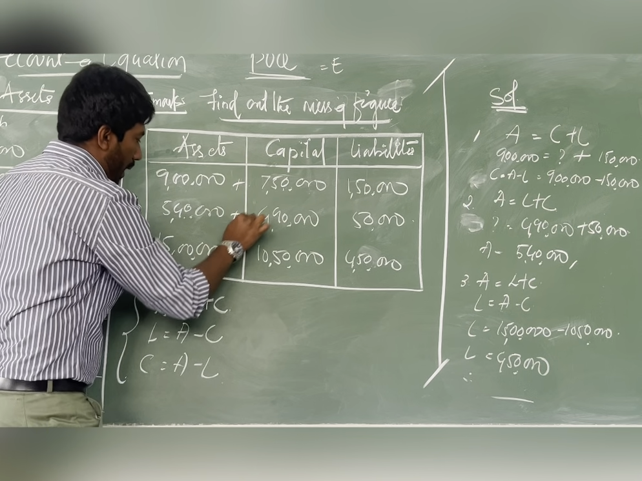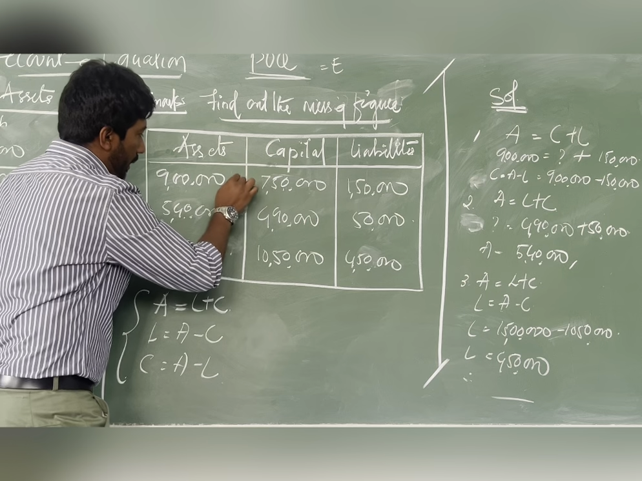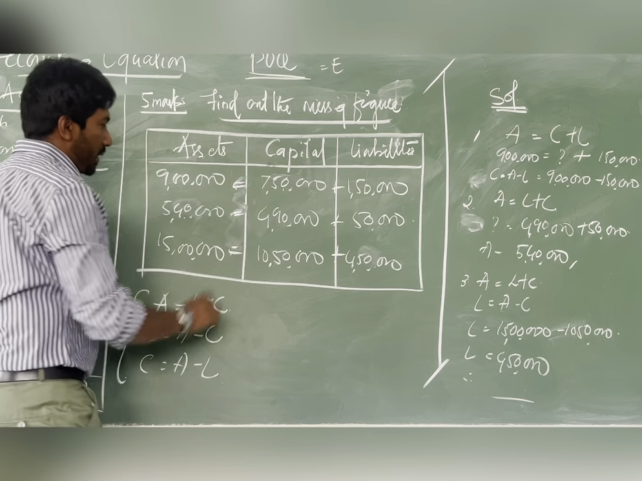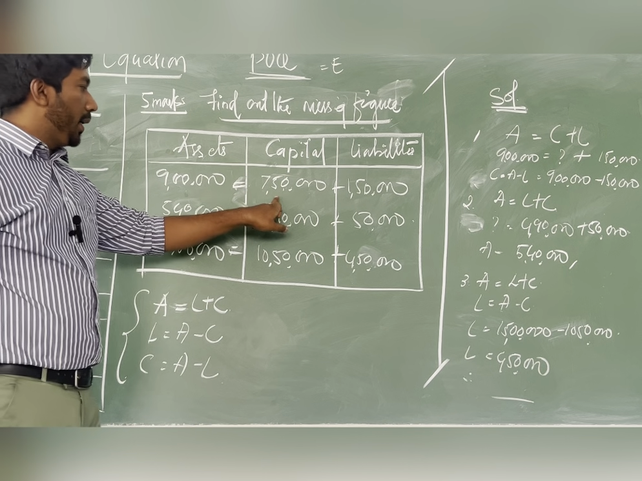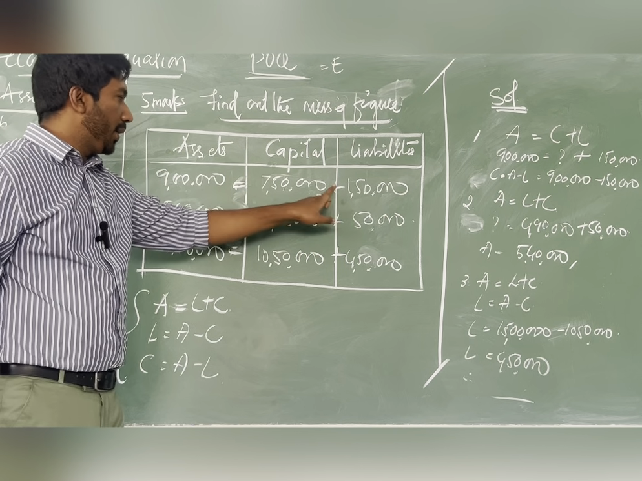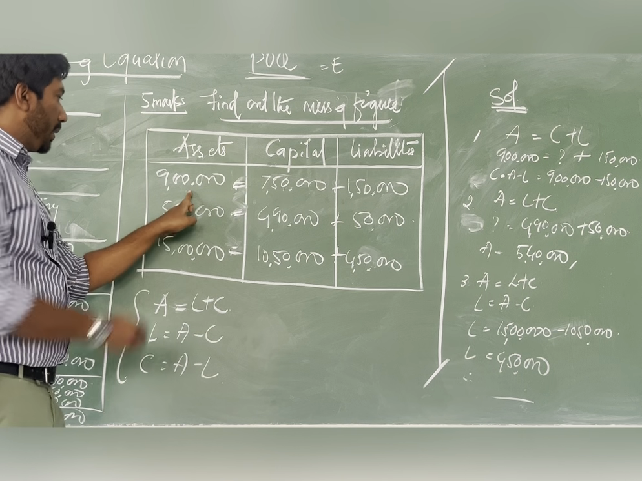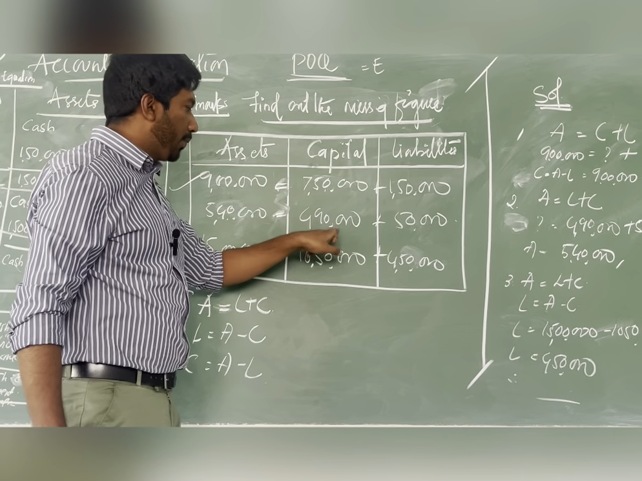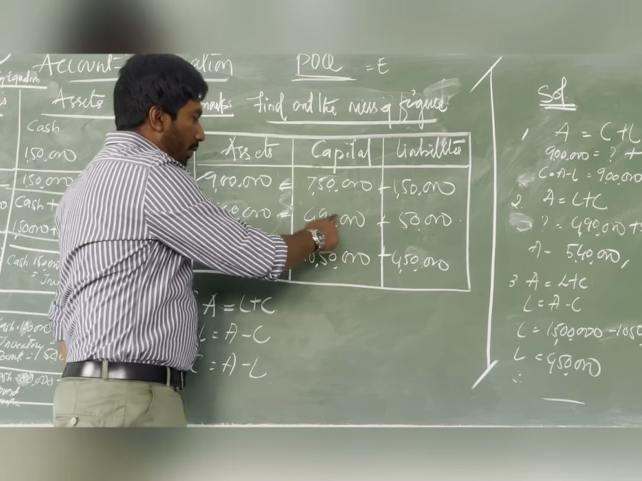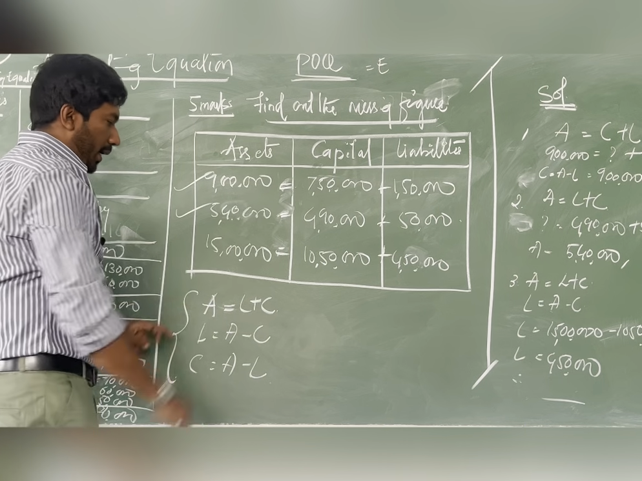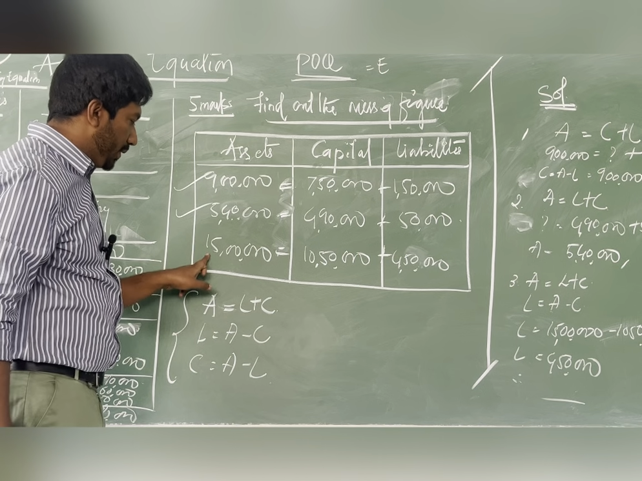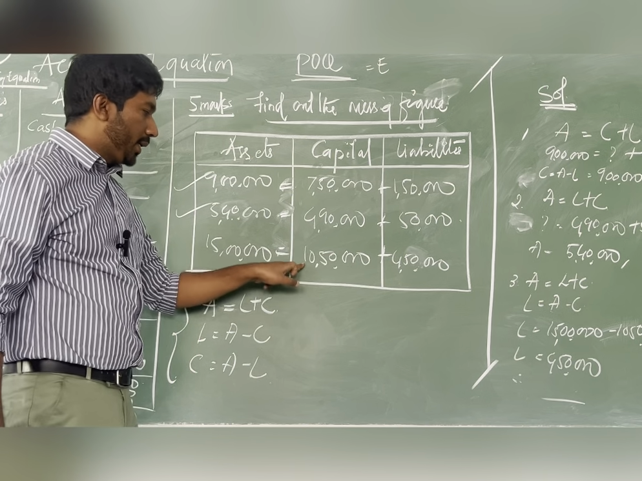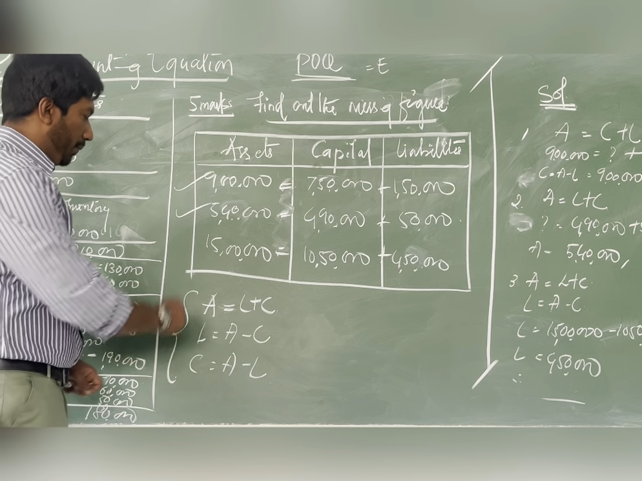You need to add this. If both the sides are tallying, 9 lakh here, here it is given 7 lakh 50 plus 1 lakh 50. So if you add, you are getting 9 lakh. Correct. 4 lakh 50 is equal to 9 lakh minus 4 lakh 50, done. Then next we have 15 lakh is equal to 10 lakh 50 plus 4 lakh 50. So if you add 10 lakh 50 plus 4 lakh 50, you will get 15 lakh. Done.